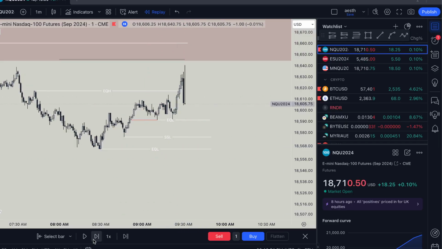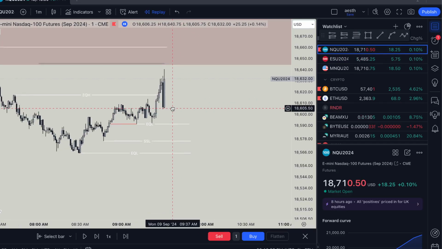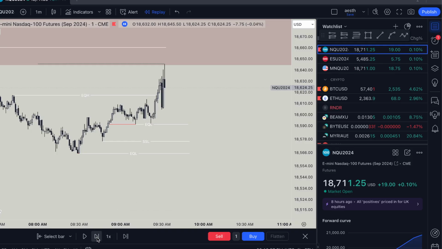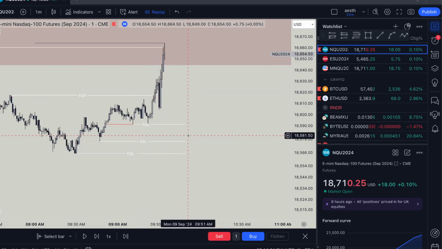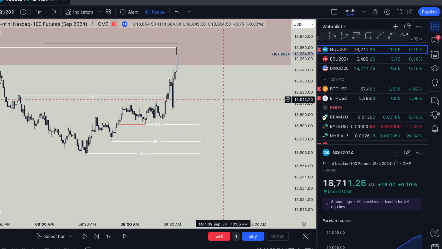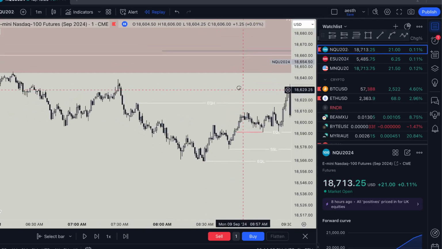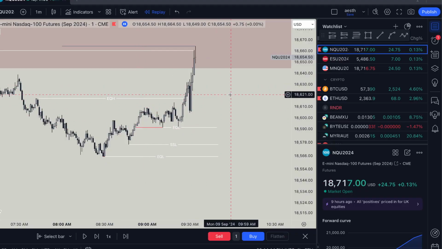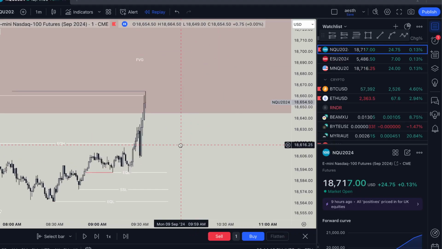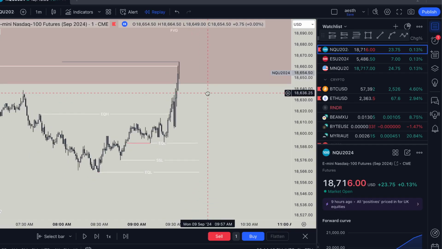So 9:30 rolls around, has this little fake out move lower, failure swing, doesn't take out the equal lows, runs higher. What happens? We hit this 15-minute. Okay, cool. Now after hitting this 15-minute, we have nothing more to really worry about in terms of bullish PD arrays that can be going against us. We left all this liquidity, and we're now starting to anticipate some sort of sell-off at any given time.